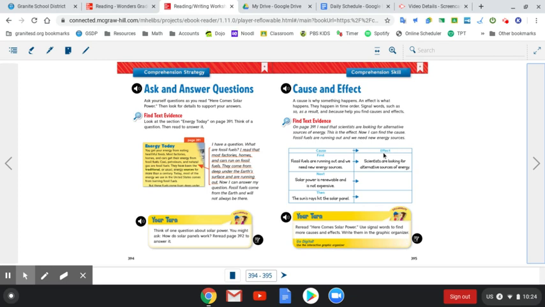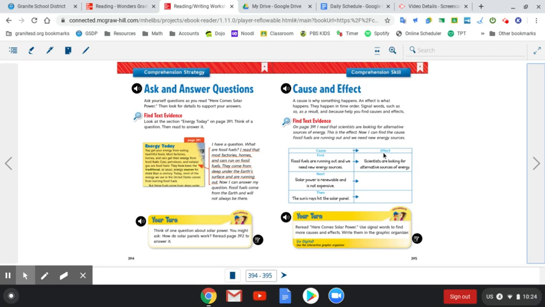Next, solar power is renewable and is not expensive. So what would be the effect of that? Well, if it's not expensive, then people might want to buy it. And since it's renewable, it's always available. Okay. So practice that this week.